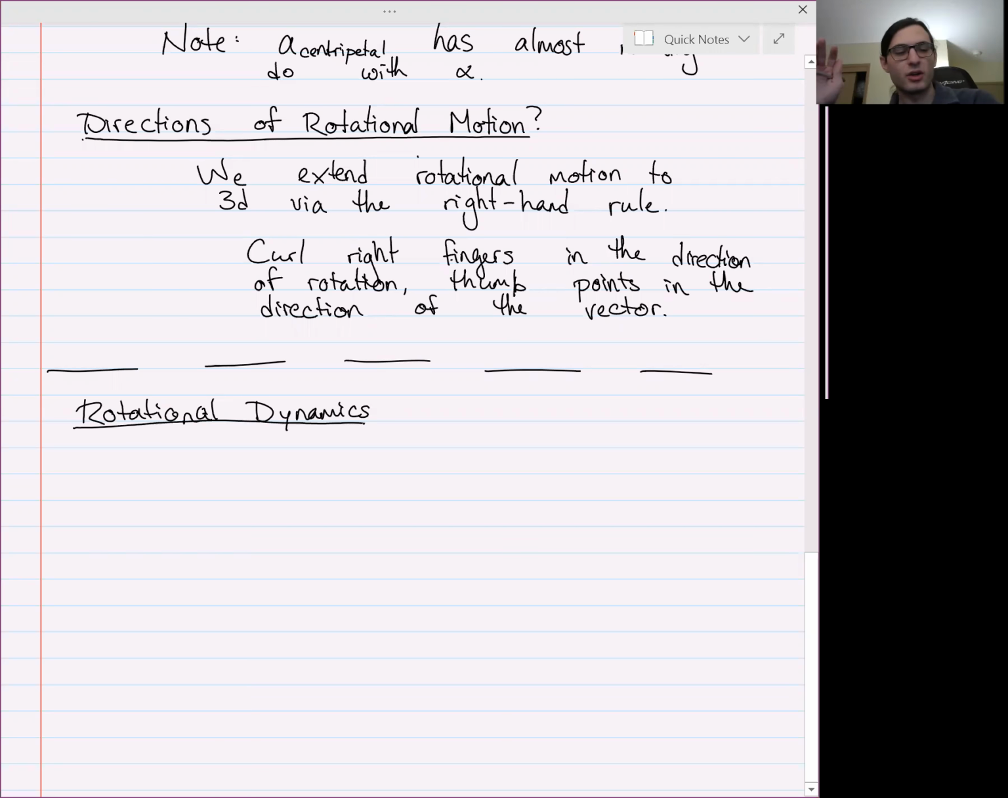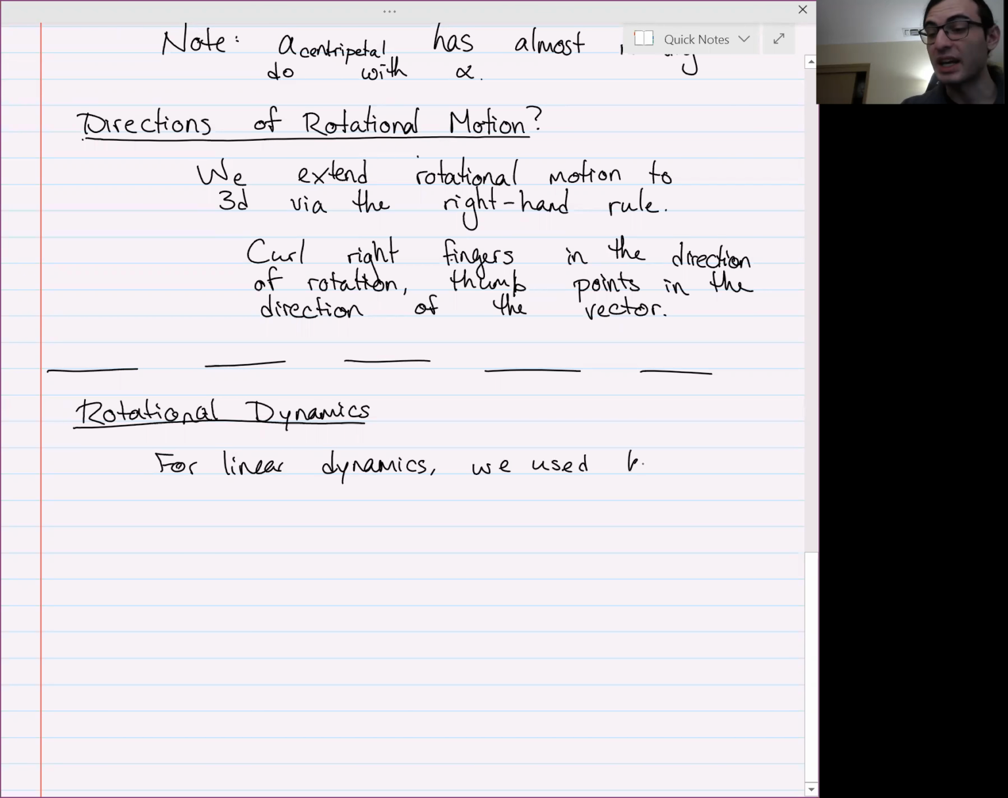So rotational dynamics, just like linear dynamics. Let me clarify: linear dynamics was basically energy conservation, momentum conservation, collisions, things like that. In order to study rotational dynamics, we should use the same tools that we used for linear dynamics. For linear dynamics, we had these tools.